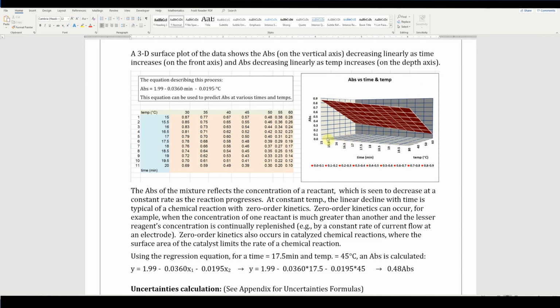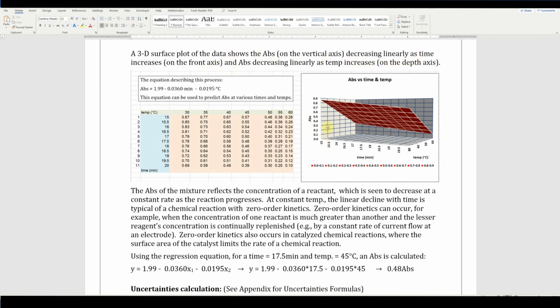So here, the vertical axis are the absorbance values. The front axis is the time from 15 up to about 20 minutes. Here it is here, from 15 to 20 minutes. And then the depth axis is the temperature from 30 to 60 degrees Celsius. And what do we see? Well, notice that the absorbance on the vertical axis decreases linearly as time increases on the front axis.